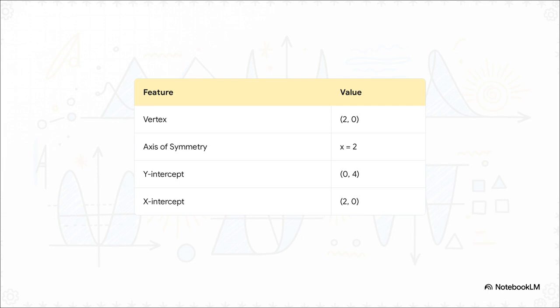But notice the x-intercept, it's at (2, 0). Wait a minute. That is exactly the same as our vertex. What that means is this specific curve comes down, just barely kisses the x-axis at (2, 0), and then turns right back around.